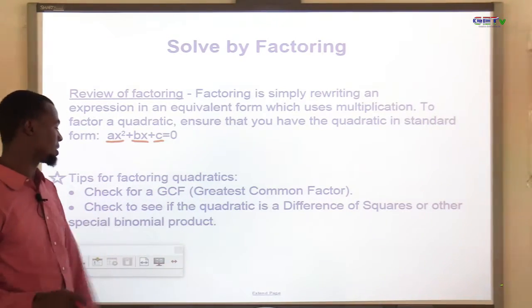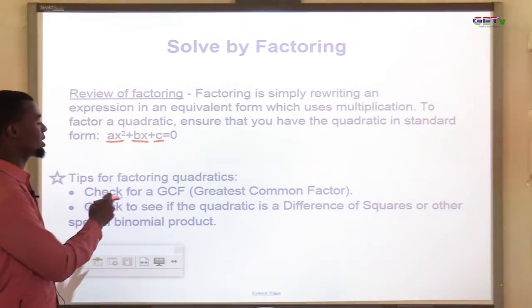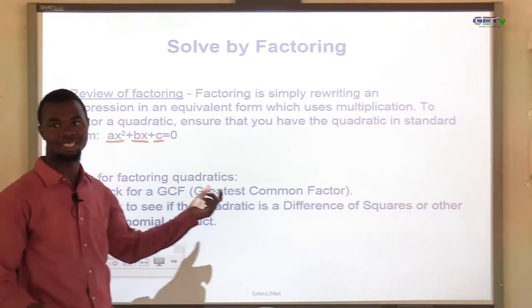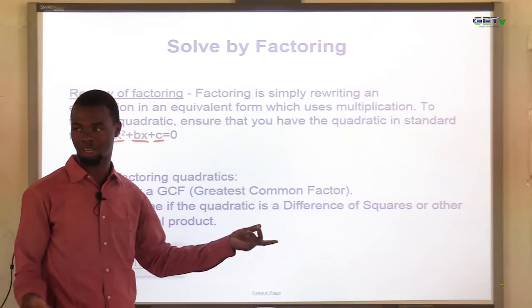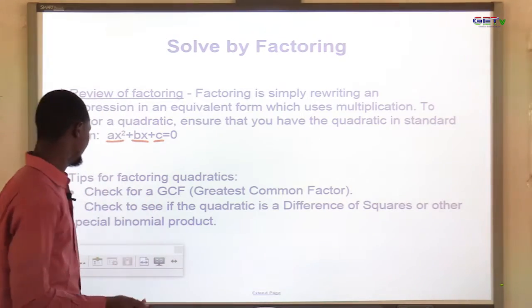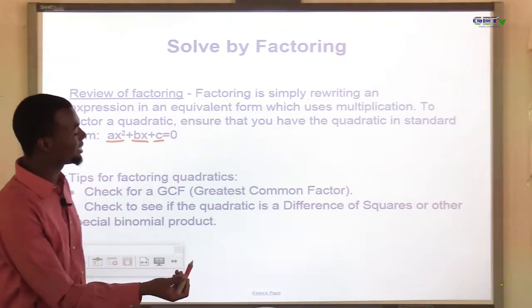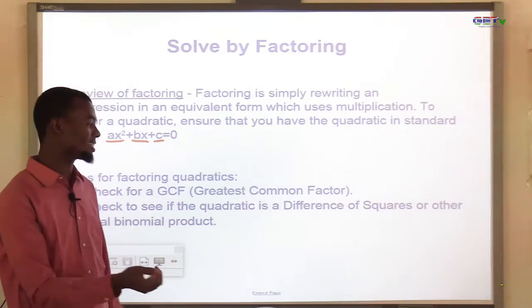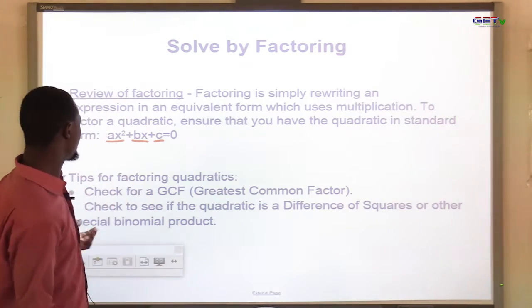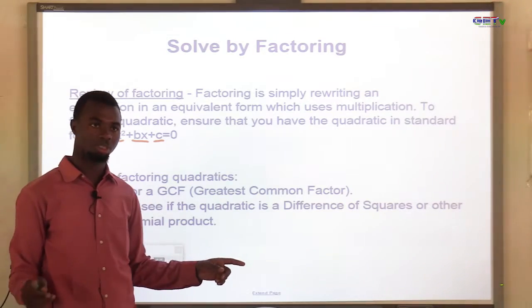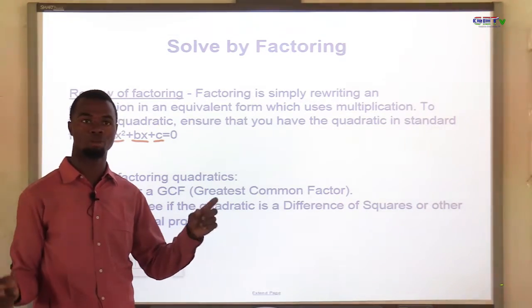Tips for factorizing quadratic equations. Check for the GCF, that is the greatest common factor. We call it also the highest common factor. Check to see if the quadratic is a difference of two squares or a special binomial product.